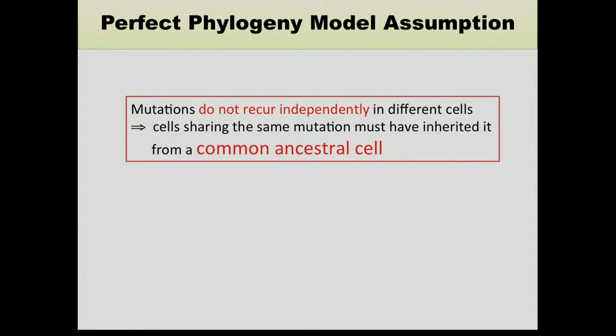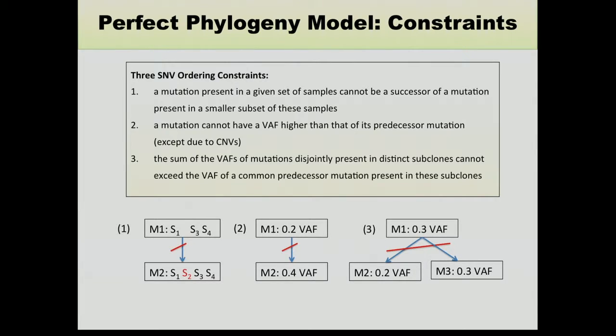This assumption allows us to formulate 3 constraints that directly follow, which you might have seen in literature. In particular, let's say we have 2 mutations, M1 and M2, and a set of samples in which they occur. And let's say we do know that they are actually there. Now, if a mutation such as M2 occurs in more samples than M1, it couldn't have been a successor of M1. This would violate the assumption that mutations don't recur independently, in this additional sample, as 2 here.